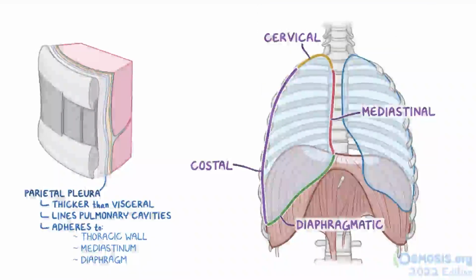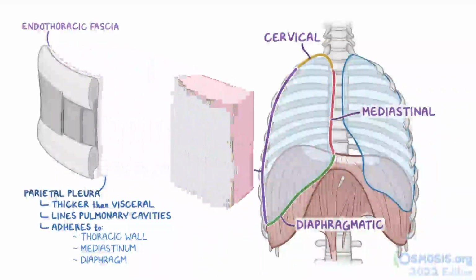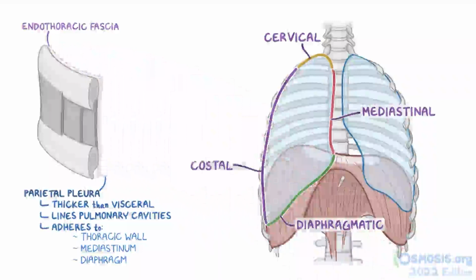The costal pleura covers the internal surface of the thoracic wall, from which it's separated by the endothoracic fascia, a thin layer of loose connective tissue that comes in handy during surgical procedures, making it really easy to separate the lungs from the thoracic wall.